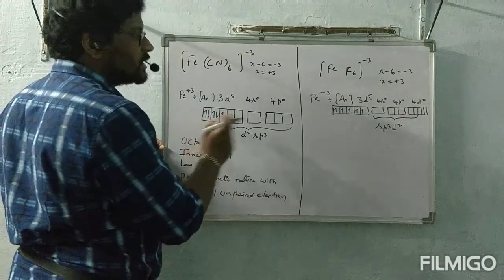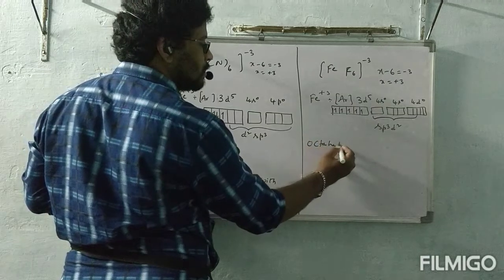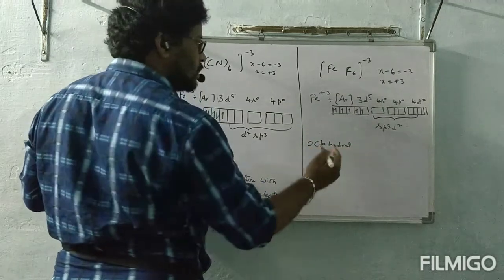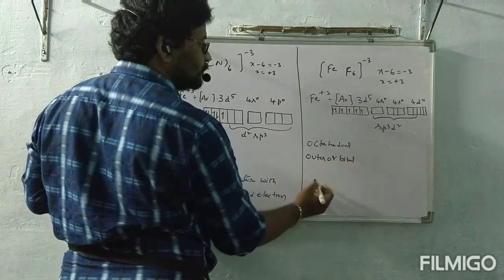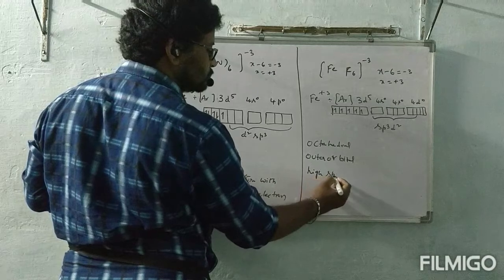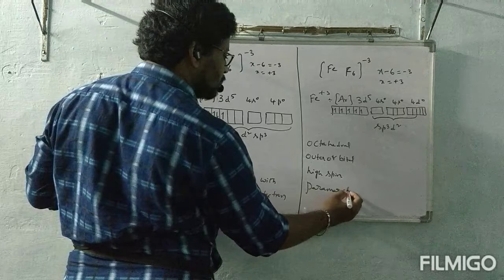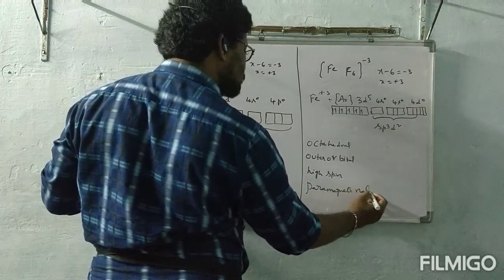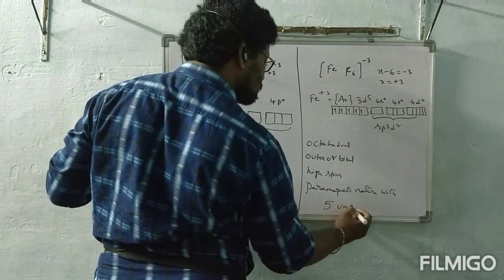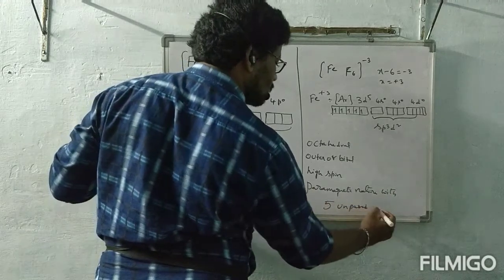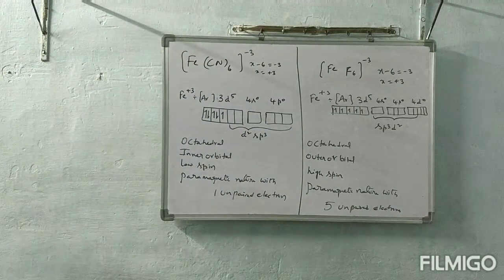Okay, here pairing is taking place, here pairing is not taking place. Same, octahedral, outer orbital complex, high spin, paramagnetic in nature with 5 unpaired electrons.